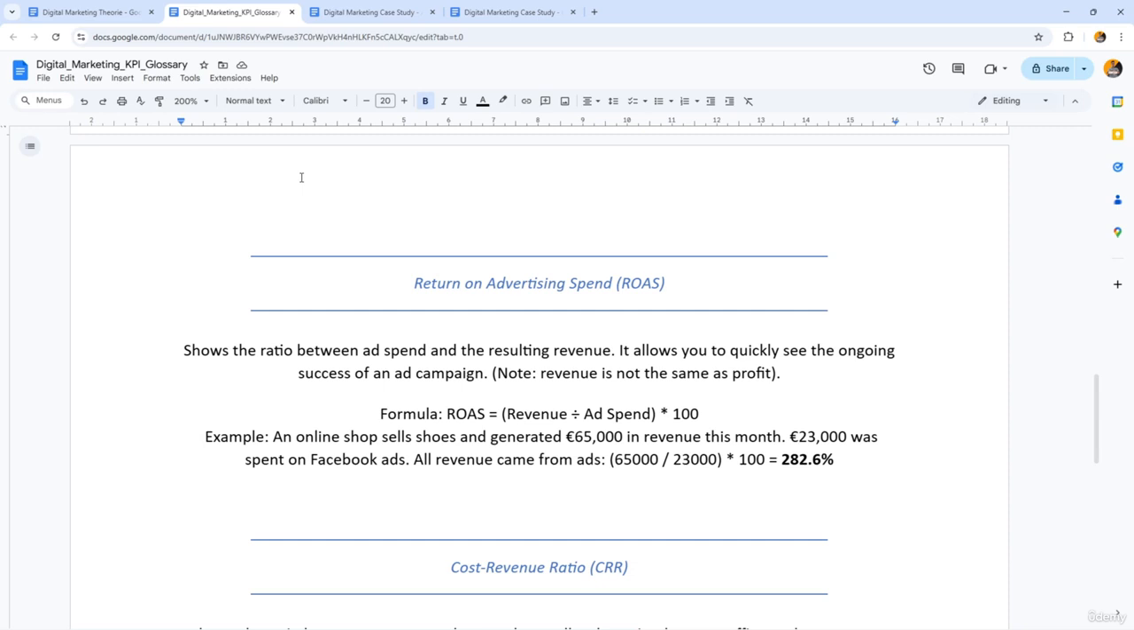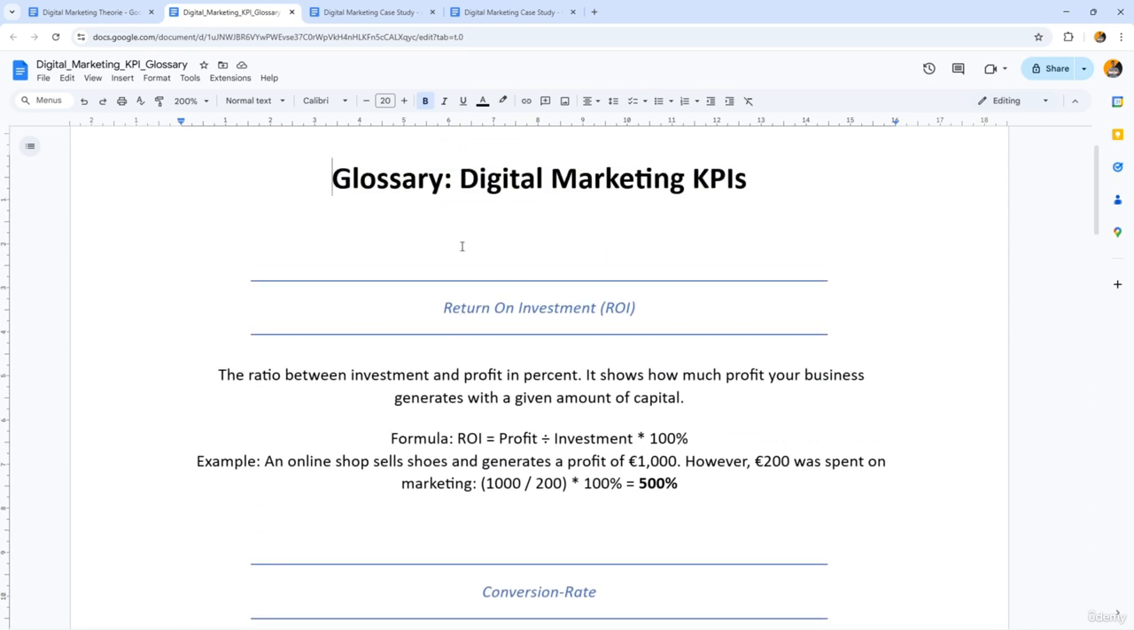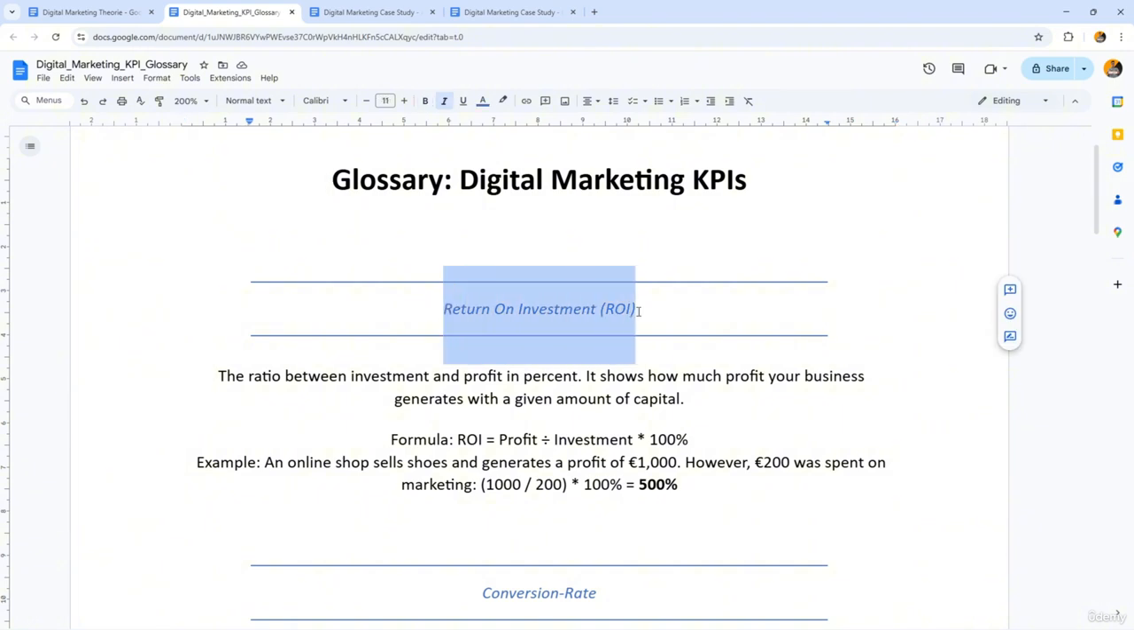The next KPI we're looking at is the return on ads spent, which is super helpful, and which is also a number that most ad platforms, let's say Facebook, Google Ads, TikTok Ads, whatever, actually show you in order to tell you if you had a good ad or not. Return on ads spent is a bit like return on investment.